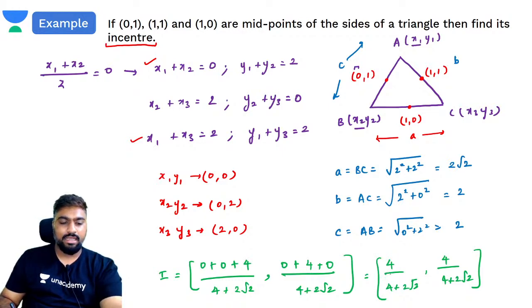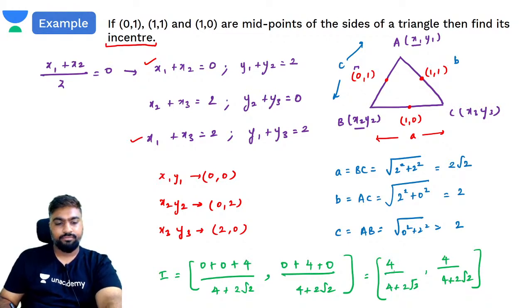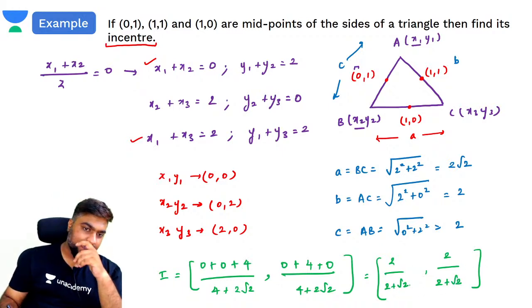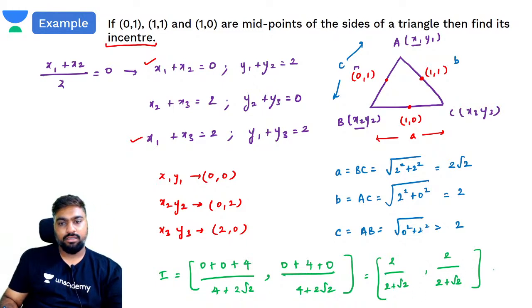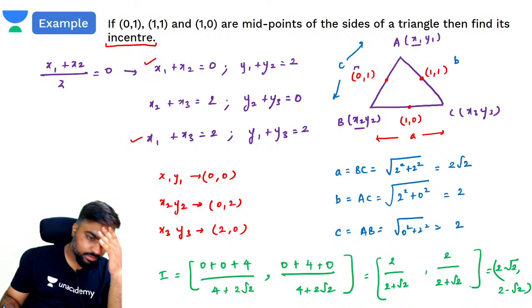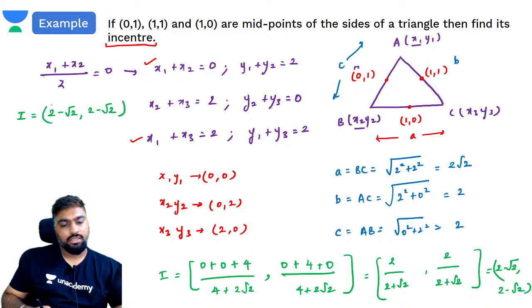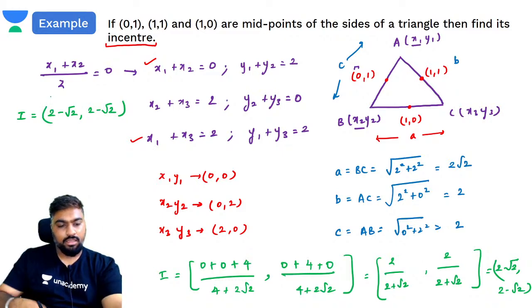Yes, if you want to rationalize this, rationalize कर सकते हो इसको, कोई problem नहीं है ना? You can rationalize this if you want. 4 plus 2 root 2, 2 common ले लो, 2 cancel out हो जाएगा. So this will become 2 by 2 plus root 2. Here also 2 by 2 plus root 2. Yes, which if you rationalize this, multiply and divide by 2 minus root 2, what will you get? You will get 2 minus root 2 comma 2 minus root 2. Understood? So your in center for this particular given triangle is what? 2 minus root 2 comma 2 minus root 2. Done? Guys, I hope you understood this.